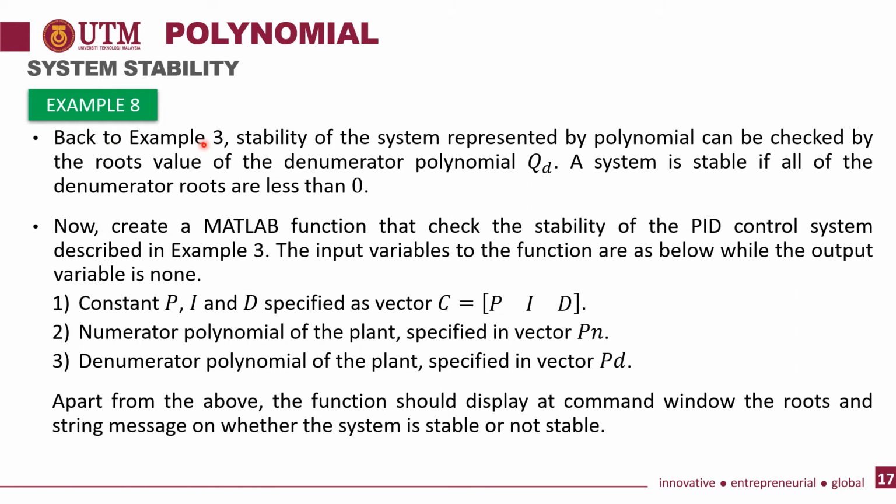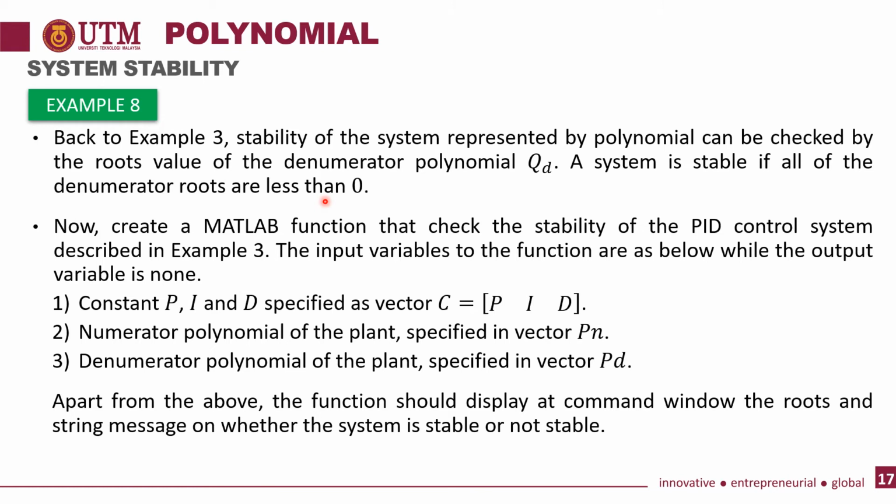The stability of the system represented by a polynomial can be checked by the root values of the denominator polynomial QD. When you have the equations of the system, you can observe the stability of the system by observing the denominator part. A system is stable if all of the denominator roots are less than 0. So when you take the denominator part of the system, you need to find its roots. If the roots are less than 0, it means that your system is stable.